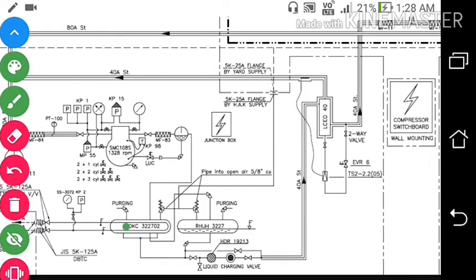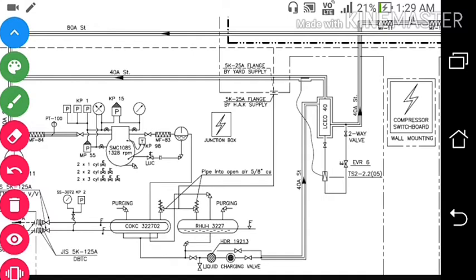Now you can see here we have a receiver. This is the condenser over here. So here you can see we have a purging valve. If there is an air accumulation in the condenser and the receiver, by this purging valve we can remove the air. Now you can see we have a relief valve over here on both the condenser and the receiver, and this relief valve discharges to the atmosphere. After that you can see this is the liquid charging valve from where the liquid is charged into the refrigerant system.